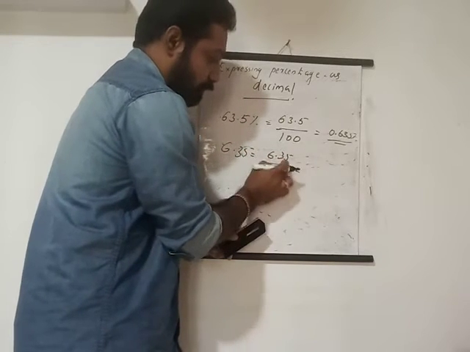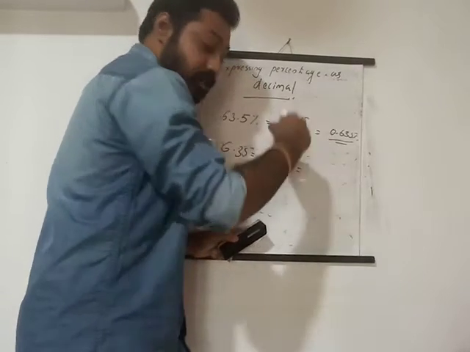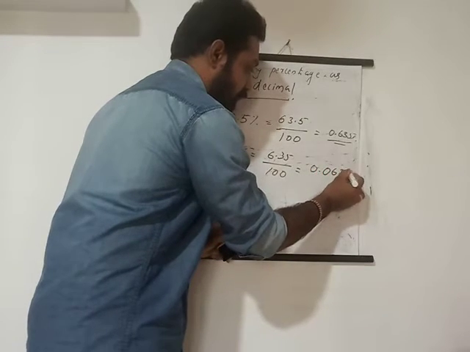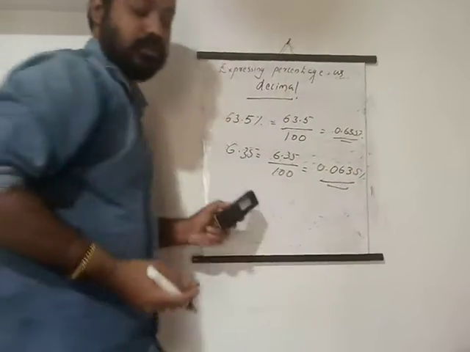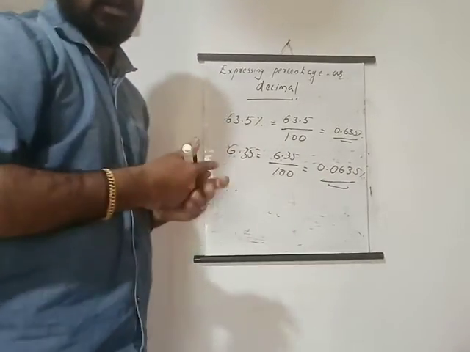Or if it is 6.35 percent, it means 6.35 divided by 100. The point shifts two places, then again we have to put a 0. So 0.0635. This is the way we express a percentage as a decimal.